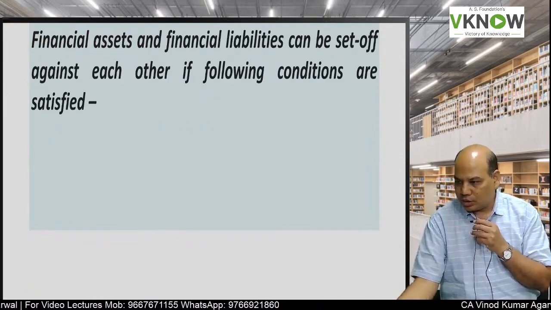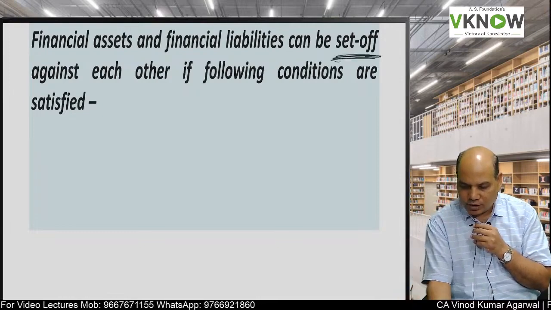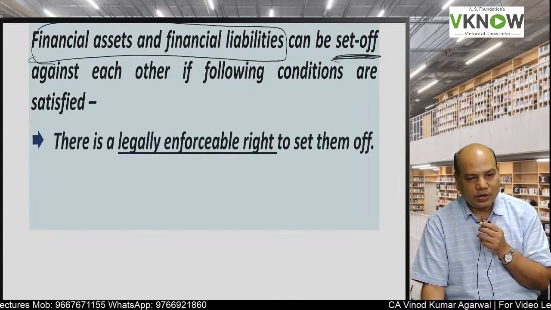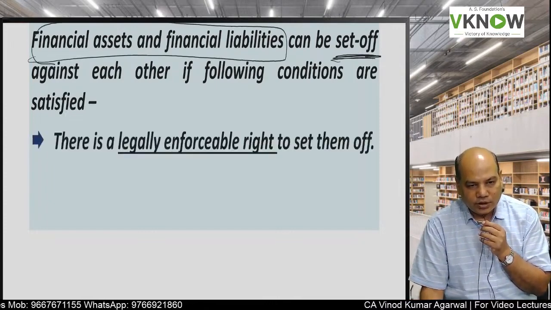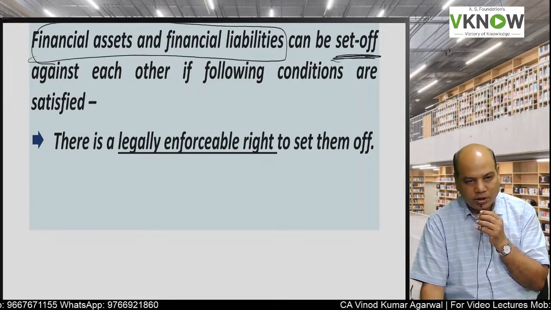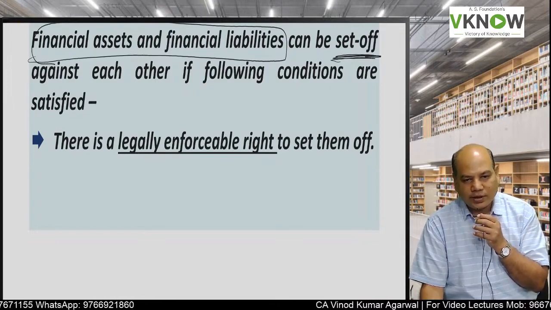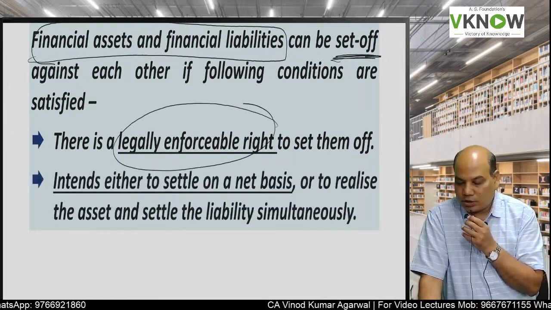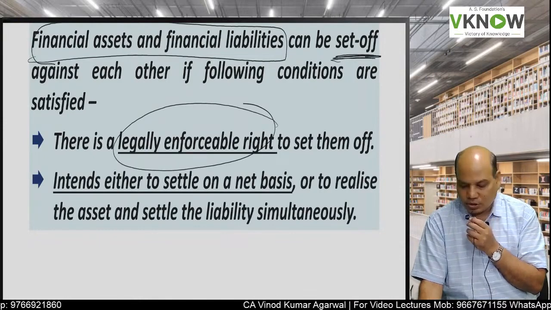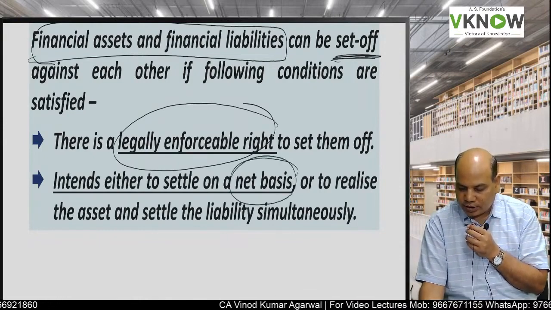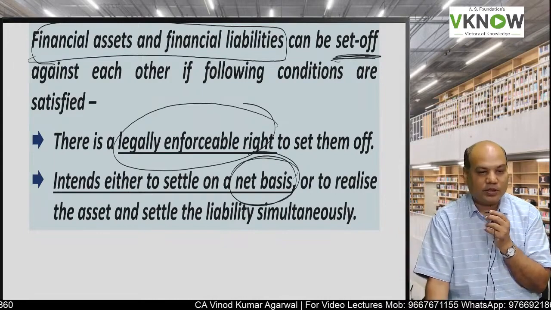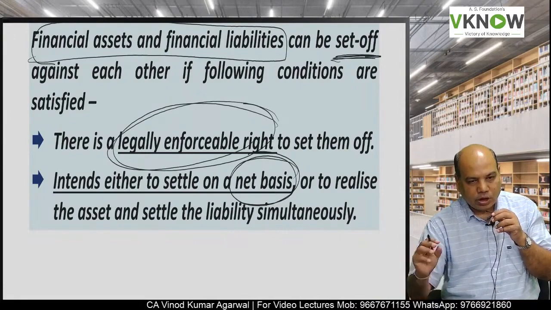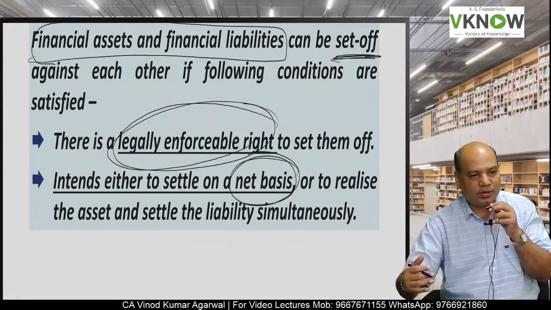Another question is set off of financial asset against financial liabilities. Can financial asset and financial liability be set off against each other for presentation purpose? The answer is yes, if two conditions are satisfied. Condition number one is there is a legally enforceable right to set them off. And condition number two is the entity intends to settle on the net basis. There must be a legally enforceable right. The law of the land must allow net settlement.